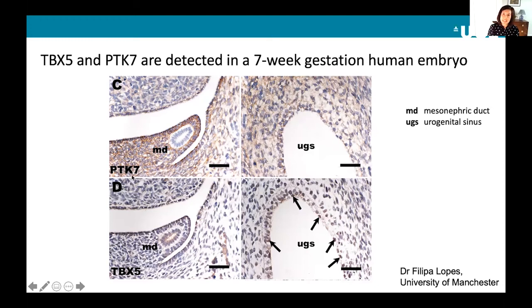This shows PTK7 staining. As you can see, the brown staining is quite intense in the stromal cells surrounding the mesonephric duct, also seen in epithelial cells surrounding the urogenital sinus. And the TBX5 was detected in a nuclear pattern in a subset of epithelial cells around the urogenital sinus. So this demonstrates that both of these proteins can be detected in a normal developing human urinary tract.